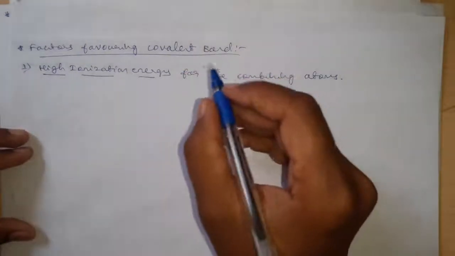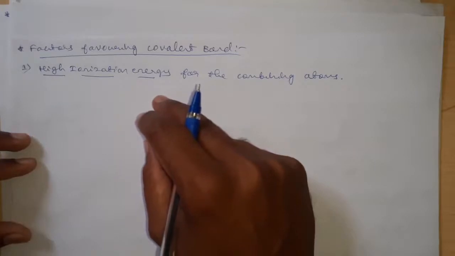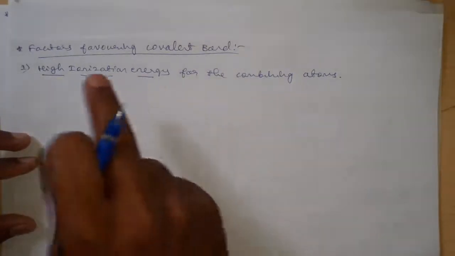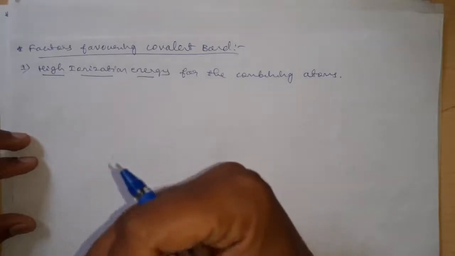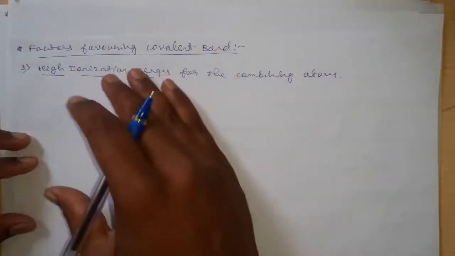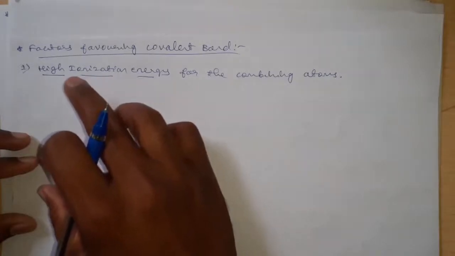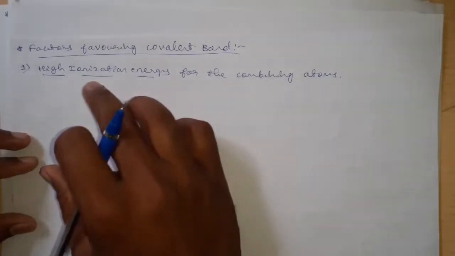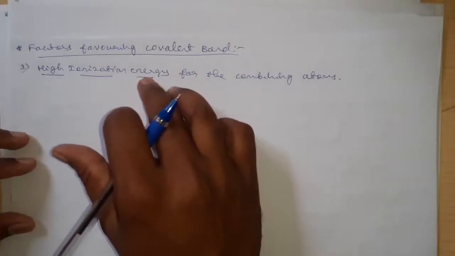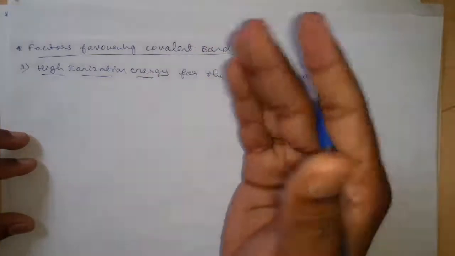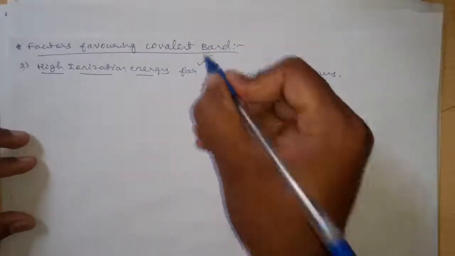Then what do you mean by high ionization energy? It is the amount of energy required to remove an electron from a neutral gaseous atom to convert that neutral gaseous atom into an ion. And what happens if the ionization energy is high? Then we require more energy to convert that atom into an ion, which means that atom doesn't want to lose that electron. Instead of donating that electron, it will share that electron, hence it results in the formation of a covalent bond.